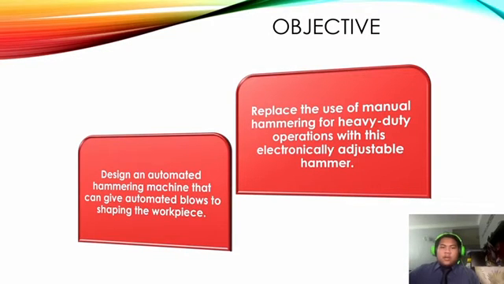Thus, we have set some objectives for this project to achieve. The first objective is to design and develop an automated hammering machine that can give automated blows to shape a workpiece. The second objective is to replace manual hammering for heavy-duty operation with an additional function of adjustable speed.